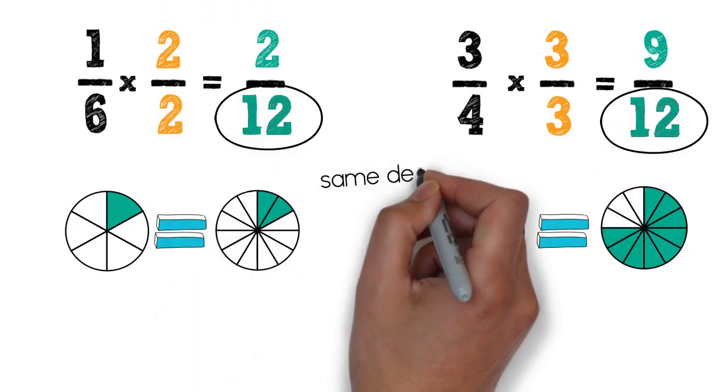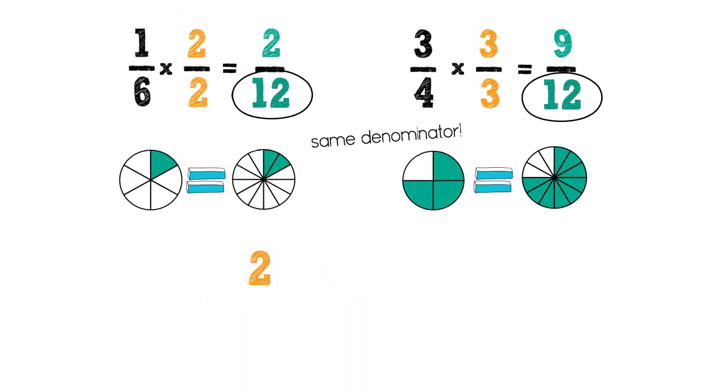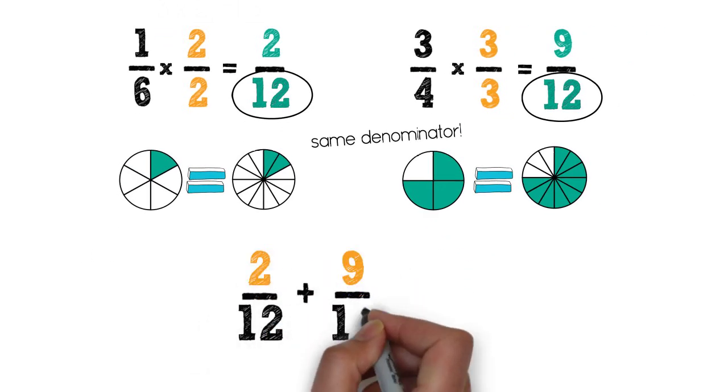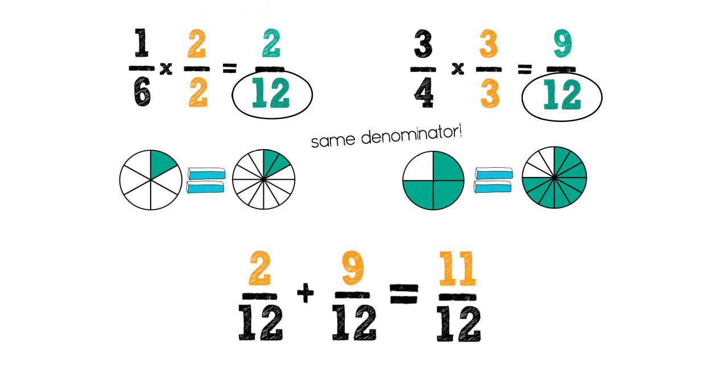Now we have common denominators and are ready to add. 2/12 plus 9/12 gives us a sum of 11/12. That's our answer. Here's one more to try.